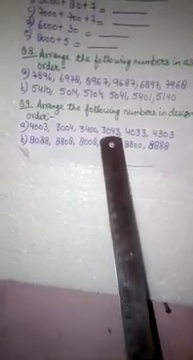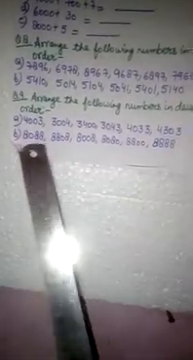Question number 9. Arrange the following numbers in descending order. Descending order means from biggest to smallest. 4003, 3004, 3400, 3043, 4033, 4303. Next is 8088, 8808, 8008, 8080, 8800. And last is 8888.